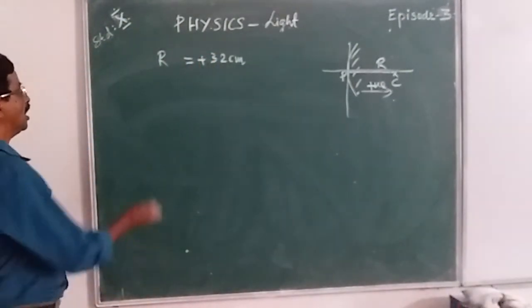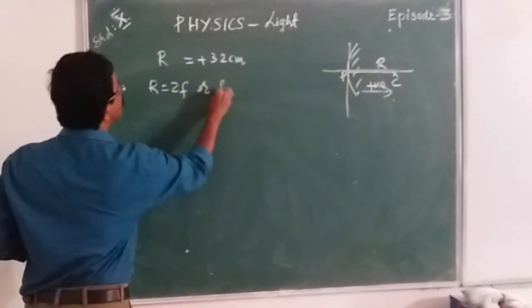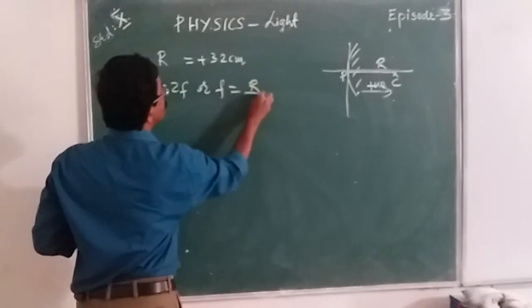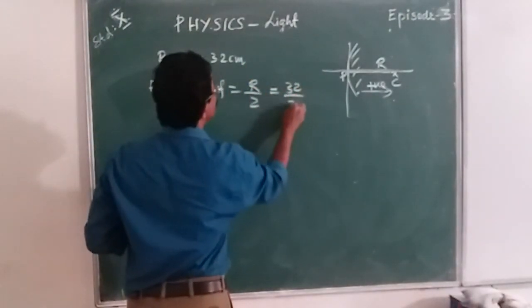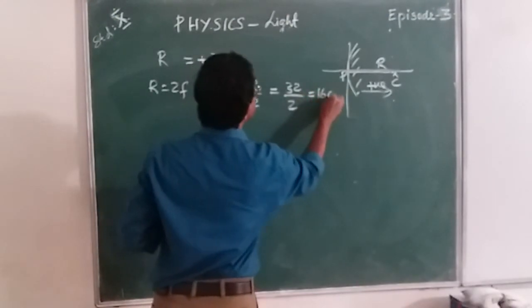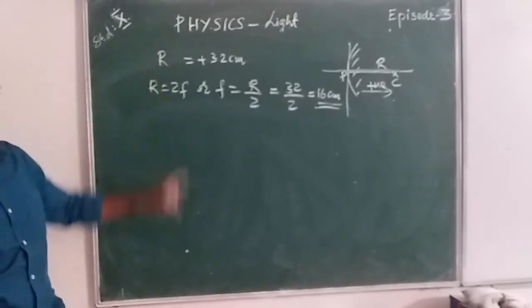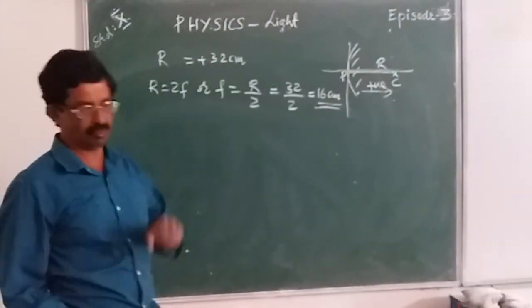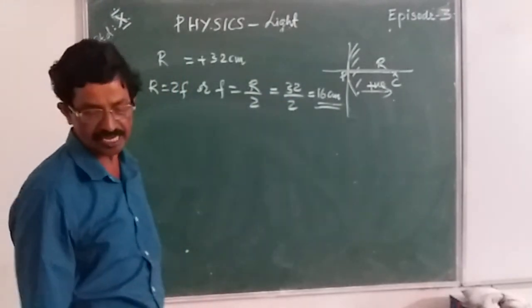We know R is equal to 2F, or F is equal to R by 2. It is equal to 32 by 2, that is equal to 16 centimeter with the positive sign. So the focal length of this convex mirror we got as 16 centimeter.